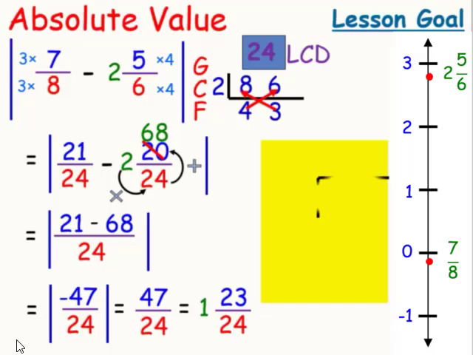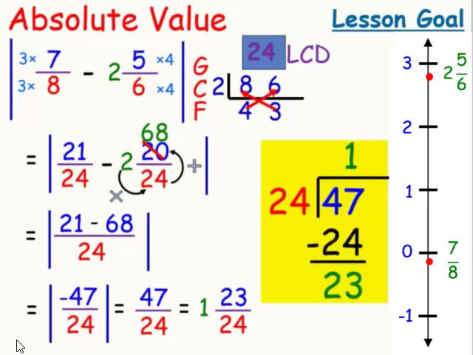You can always divide to see how we arrived at this answer. 24 goes into 47 one time. 1 times 24 is 24. When we subtract, we have 23, and our remainder will be the numerator of our fraction, with the divisor as the denominator.